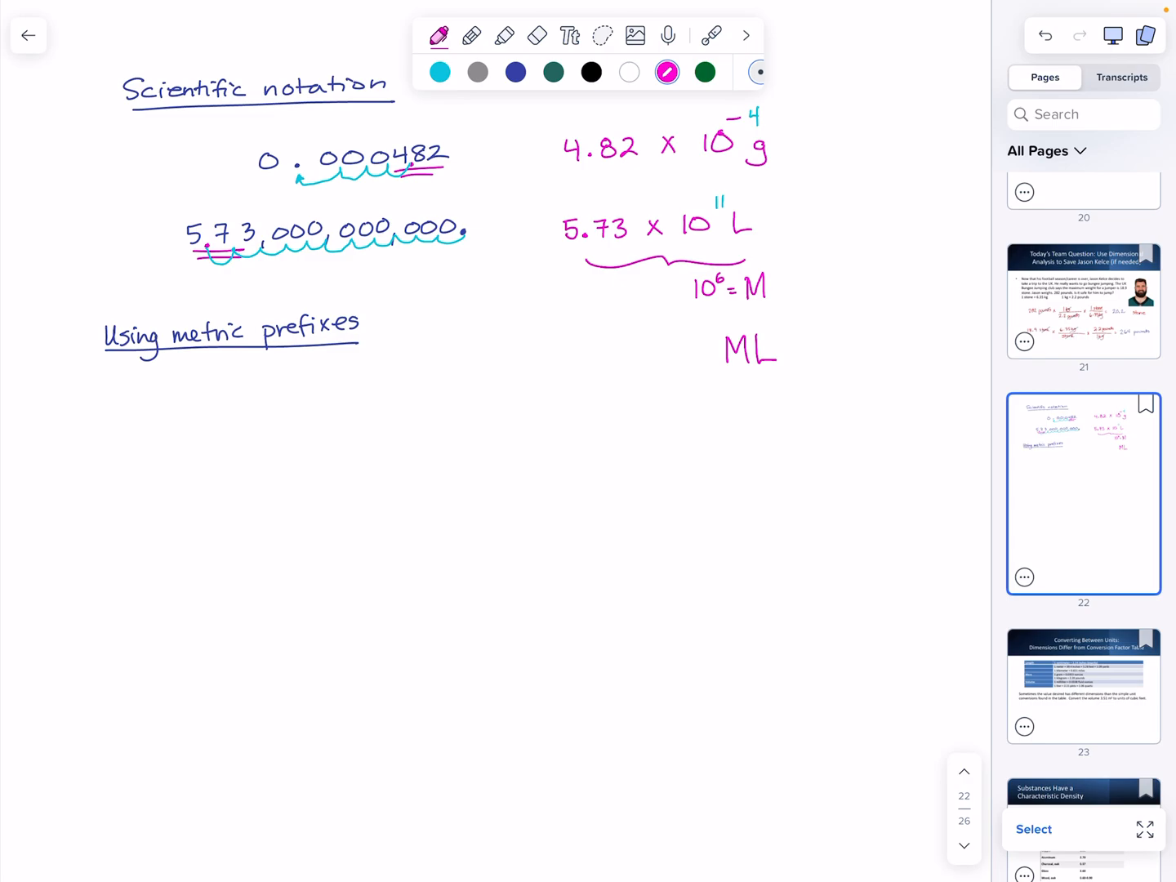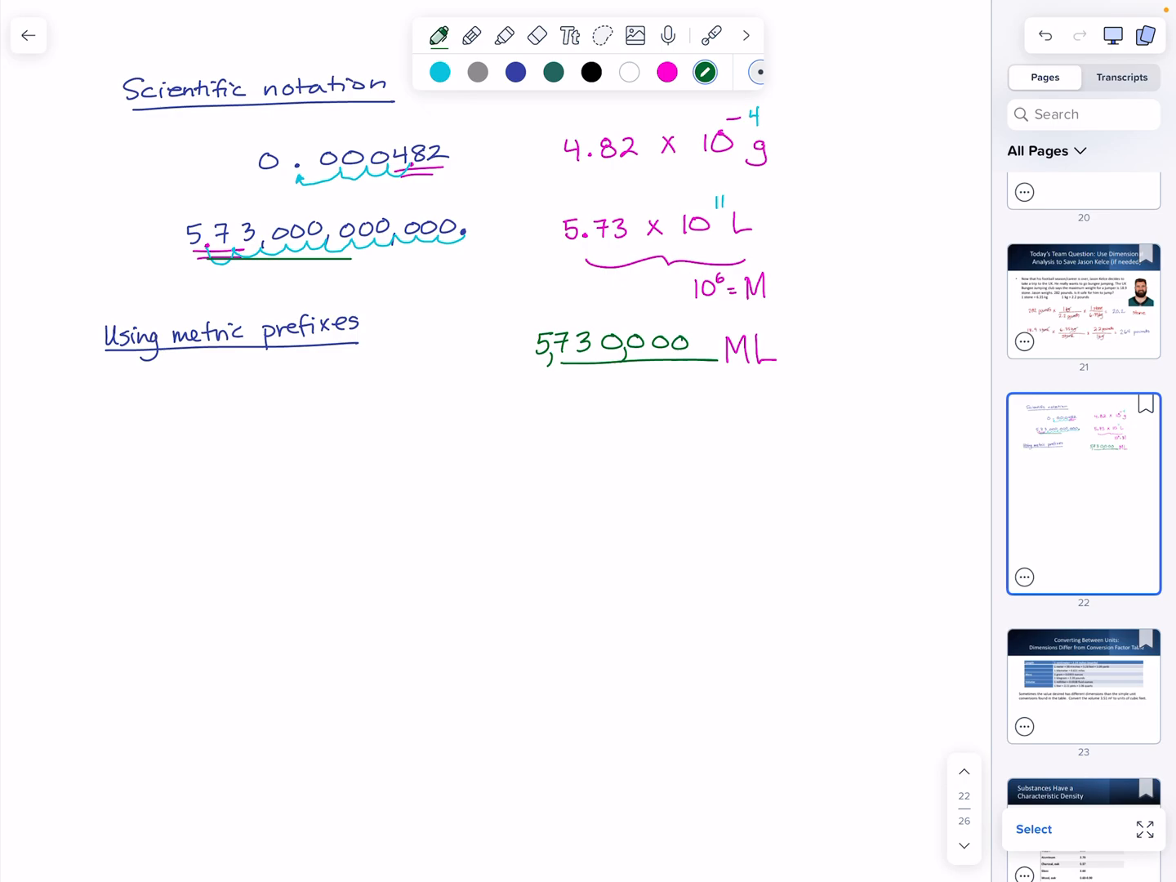So if I go back to my number here and I say I'm only going to move it over 6 decimal places, that's going to tell me what number to write there, okay? So I would go 1, 2, 3, 4, 5, 6. So I would have 1, 2, 3, 4 zeros, and then my 573. And so that's how I could write that number using a metric prefix.